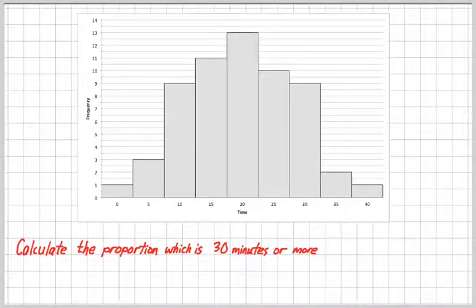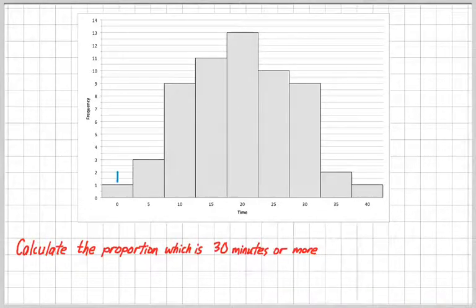So what we have here is a histogram. We've got time on the horizontal axis, you could say that's time in minutes, and we've got frequency on the vertical axis, or the number of occurrences. So for example, the time of 20 minutes was recorded 13 times. So the first question I want to ask is, calculate the proportion which is 30 minutes or more.